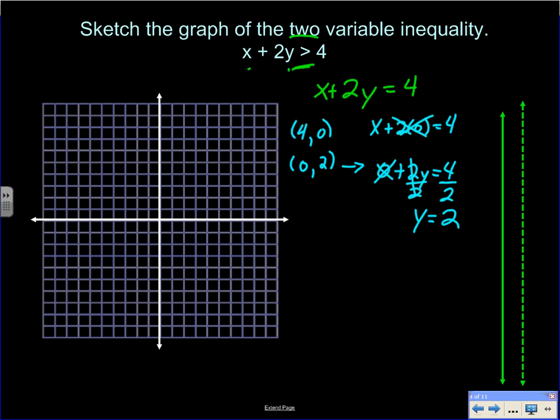So we graph those points. The first one, 4, 0. 1, 2, 3, 4, 0. The second one, 0, 2. Right there. Now we need to determine whether it's a solid line or a dashed line. It just says greater than. There is no equal to with it. So we have a dashed line.